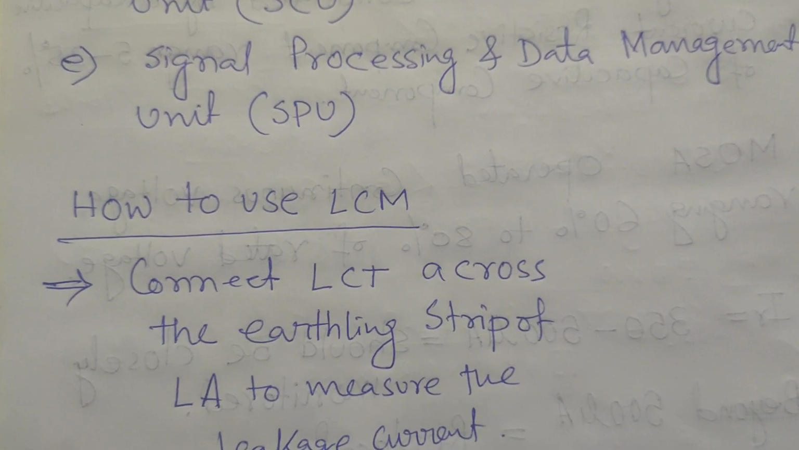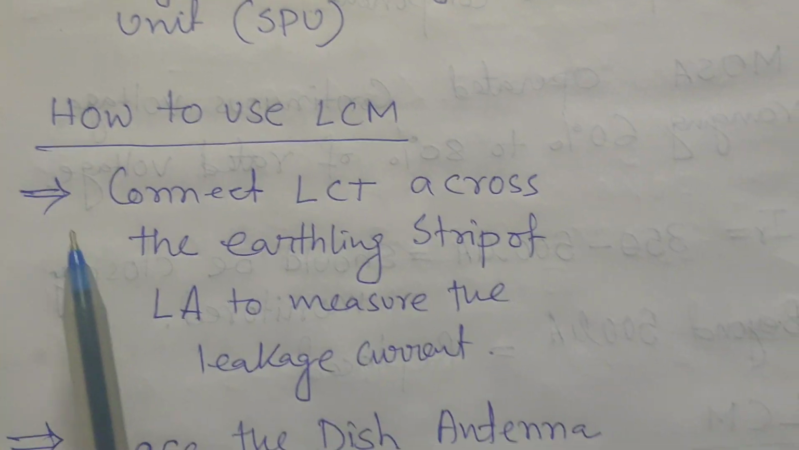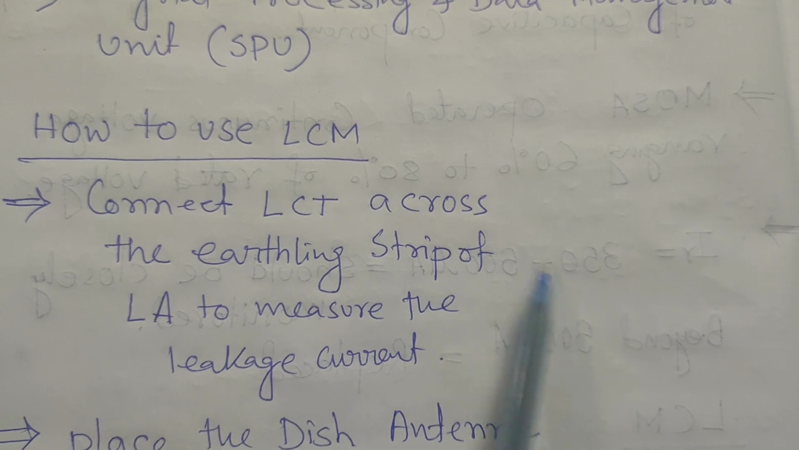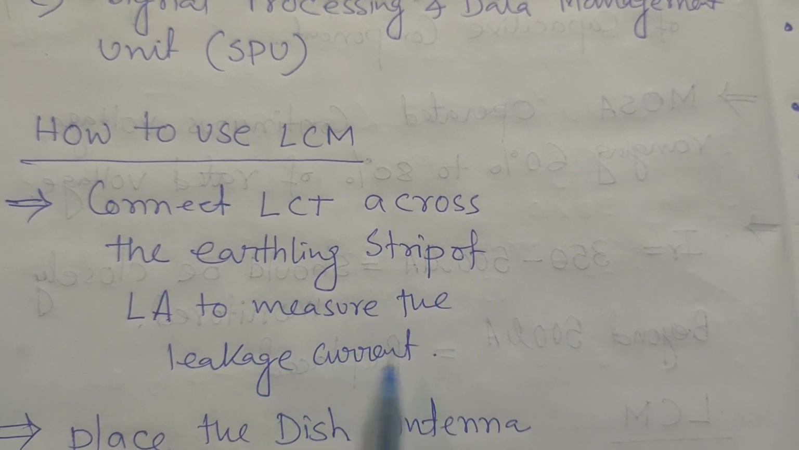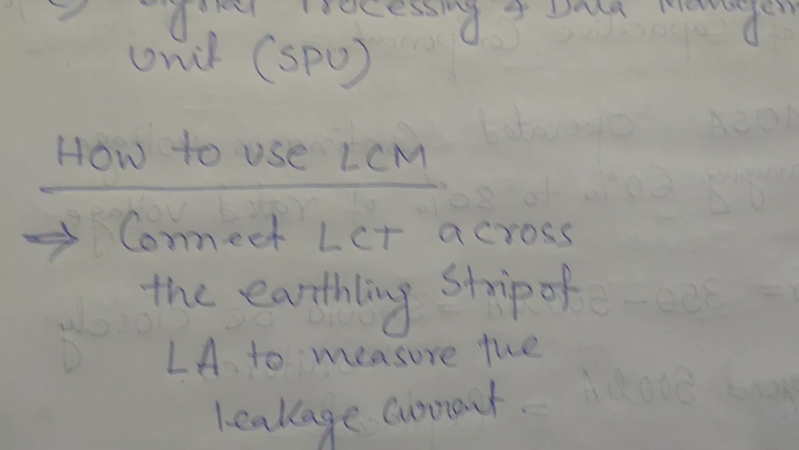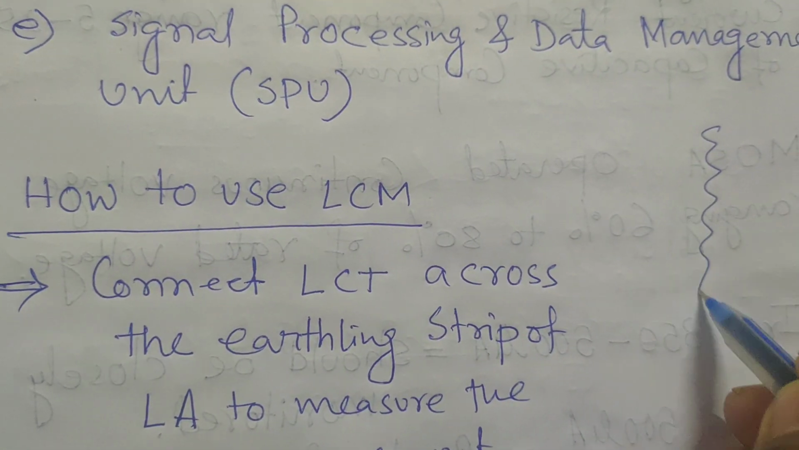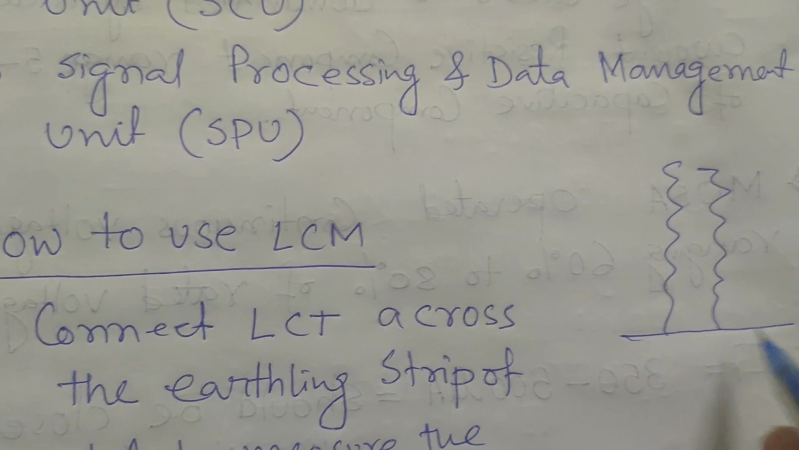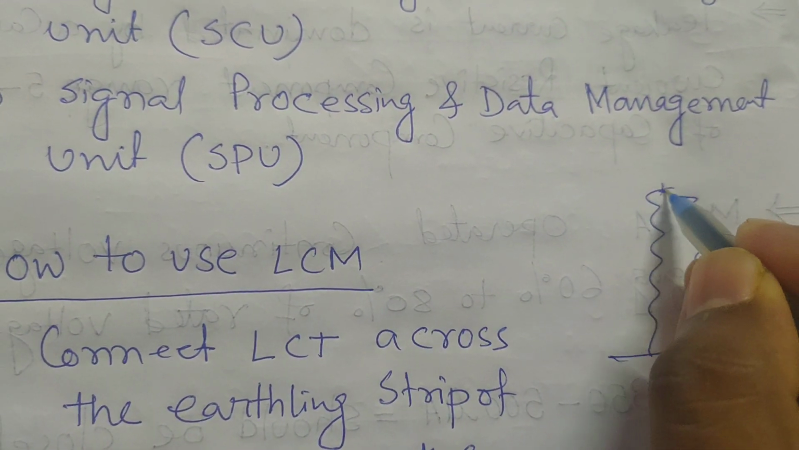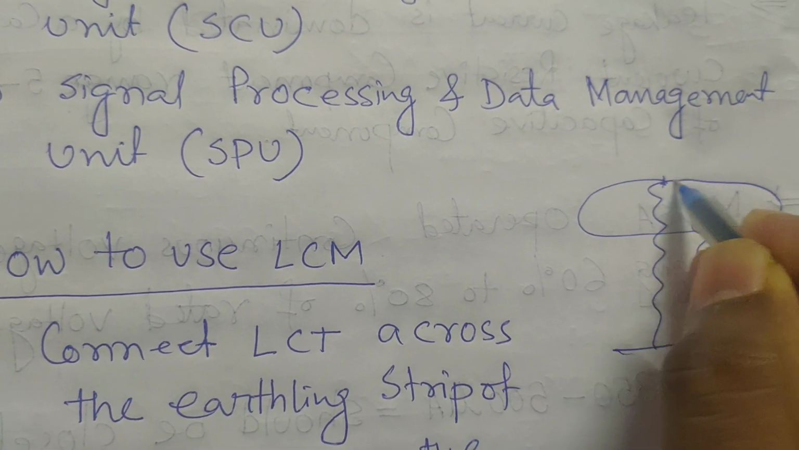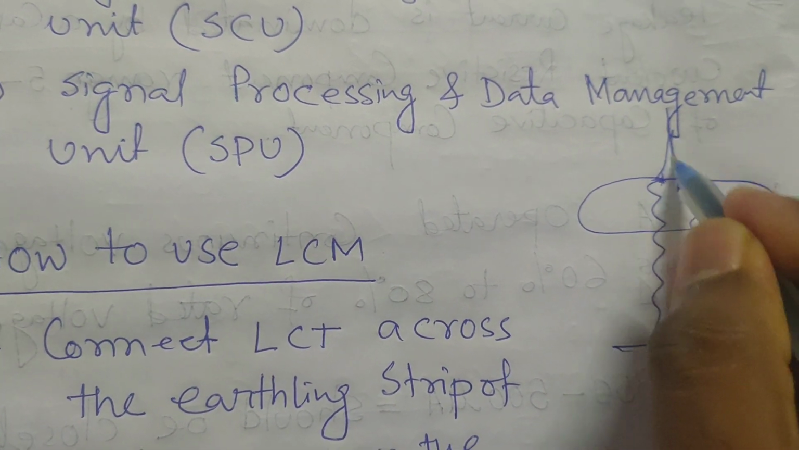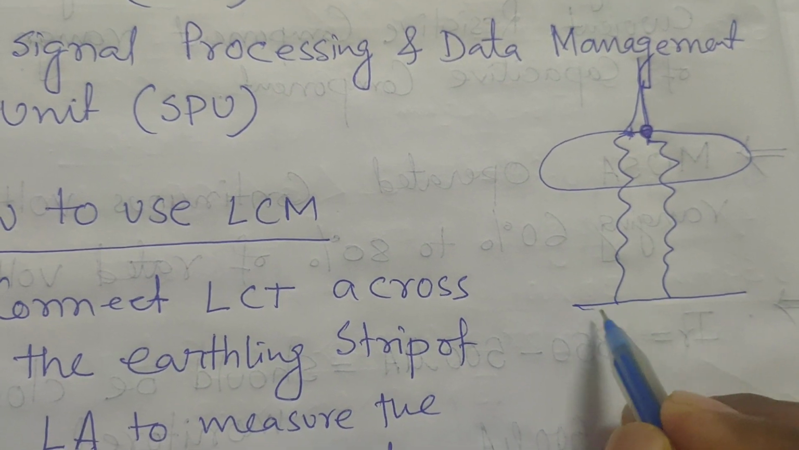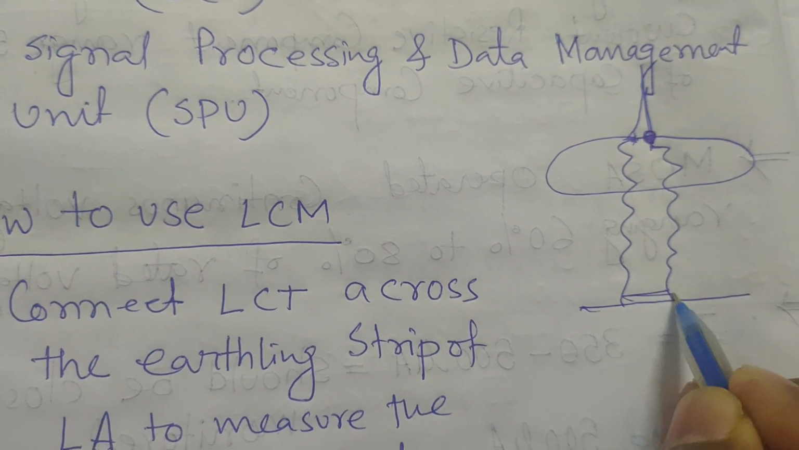How to use the LCM? The first thing is to connect the LCT across the earthing strip of the LA to measure the leakage current. Suppose this is an LA, this is the base, and this is the conductor from the upper side connected to the LA top. This is the LA and this is the base of the LA.